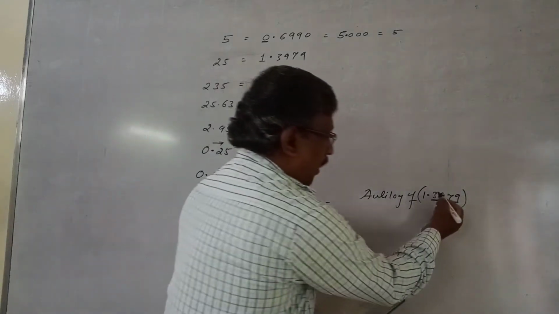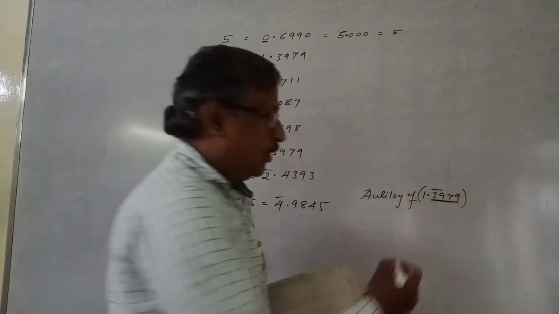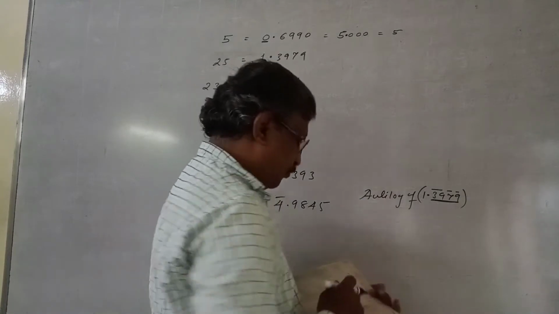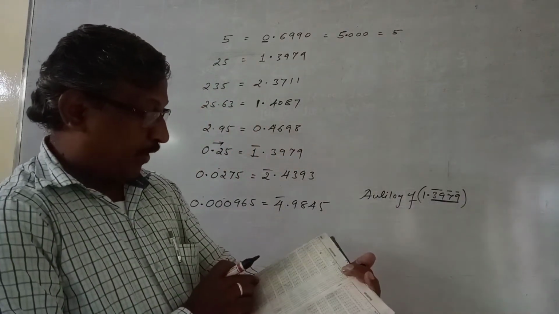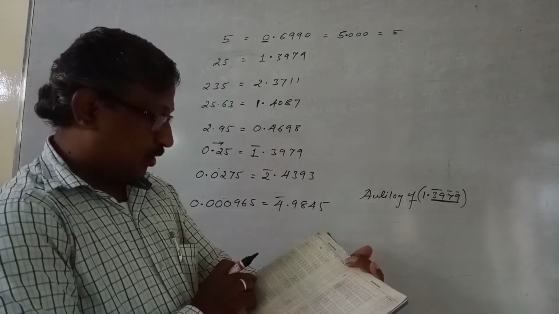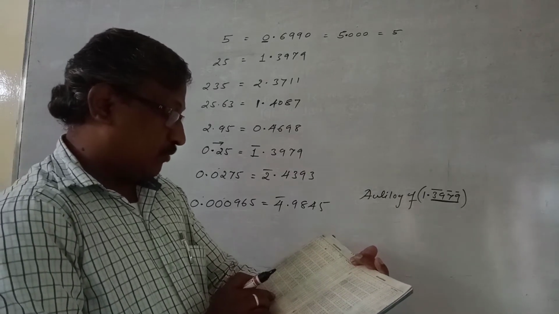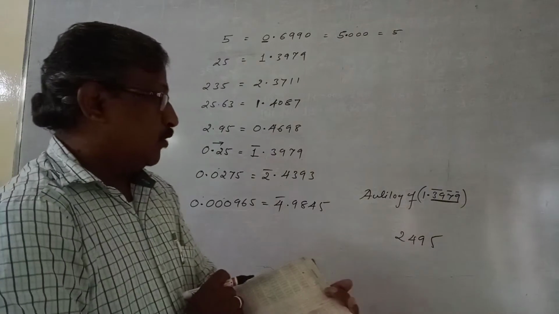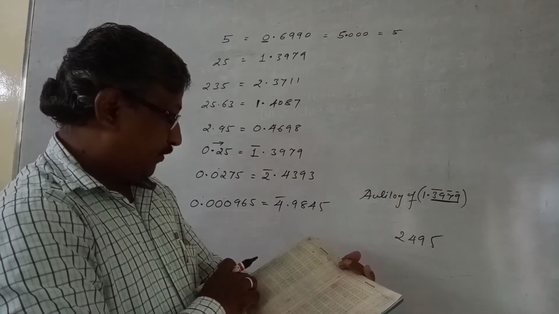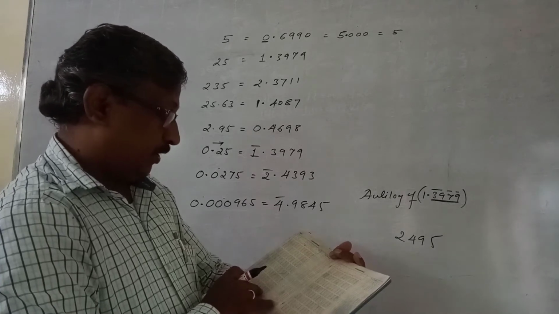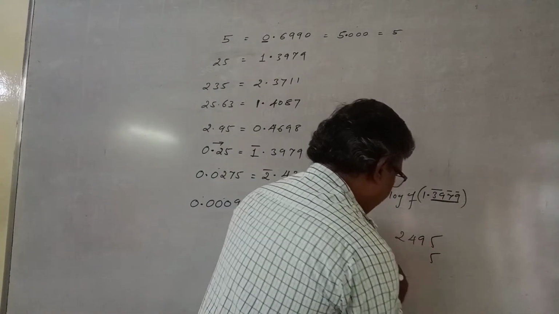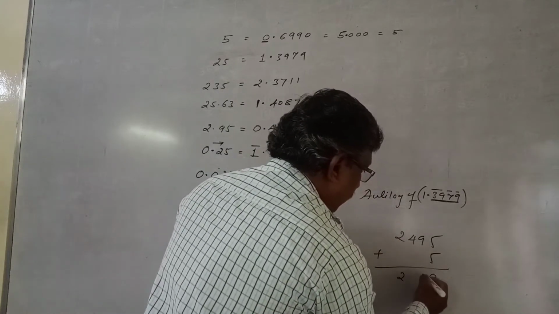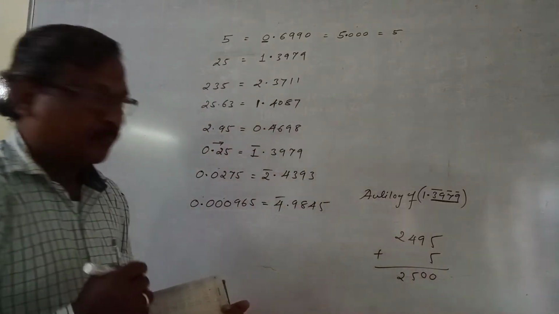So in the anti-log, again we have to see 0.39 in the first column. In the same row you have to see the 7th column, and in the same row we have to see the 9th column, right? So first you see 0.39 in the first column. In the same row you see the 7th column. The 7th column comes to 2495, and in the same row you have to see the mean difference, 9th column. Mean difference 9th column is how much? It is 5. So that mean difference always we have to add. So if you add this, it comes to 2500.